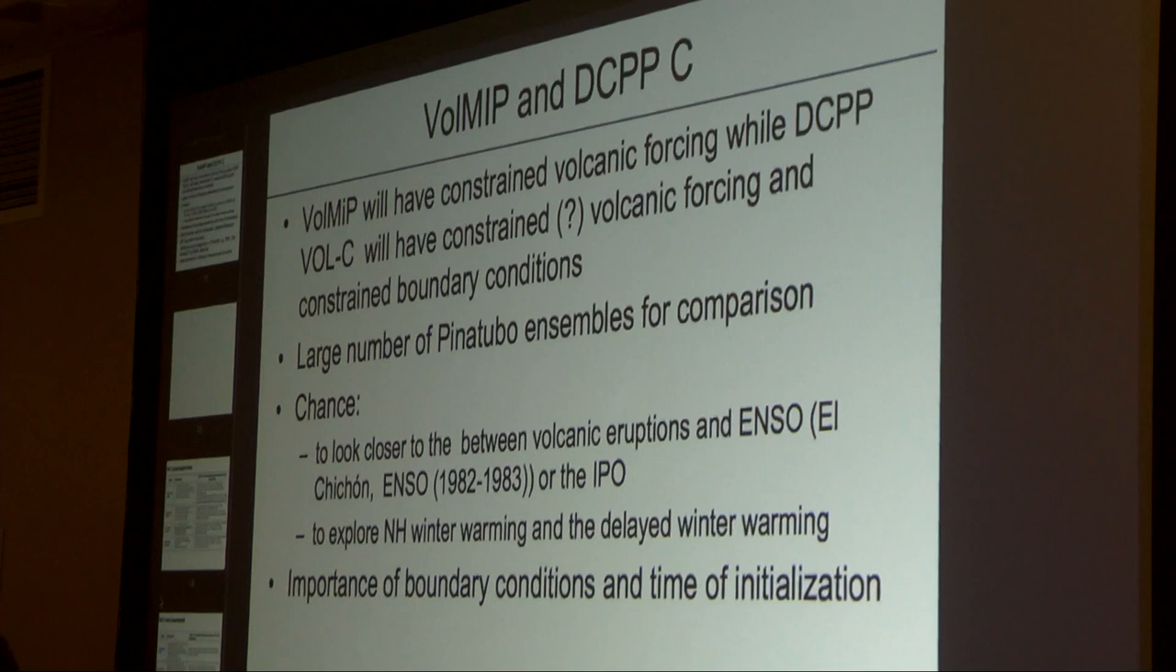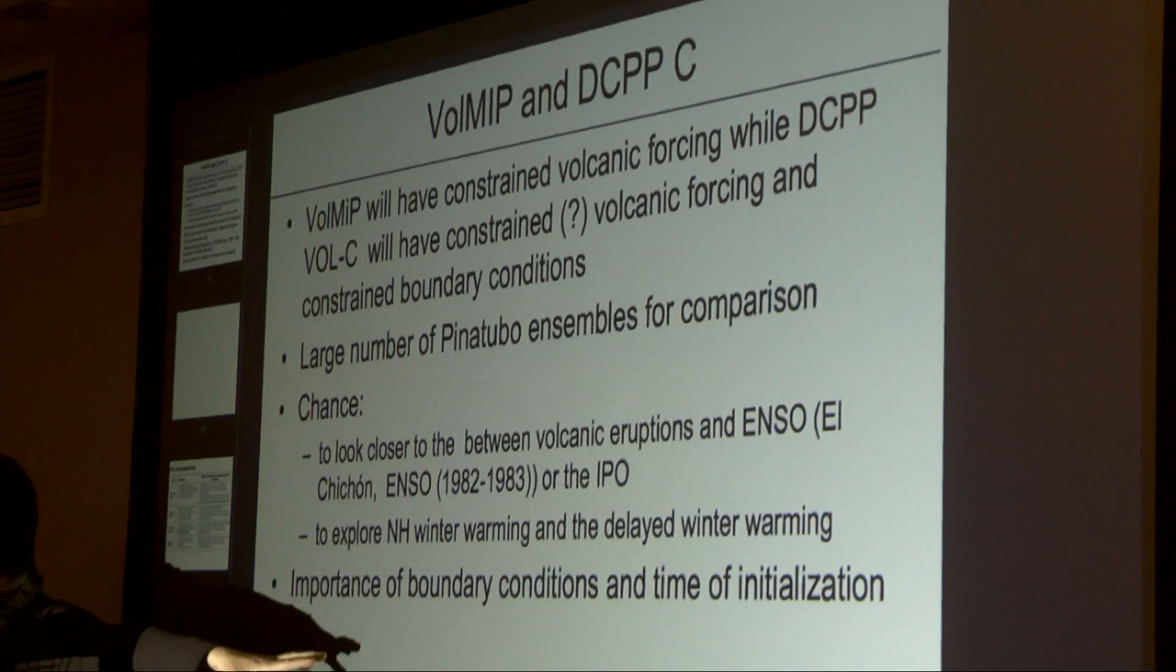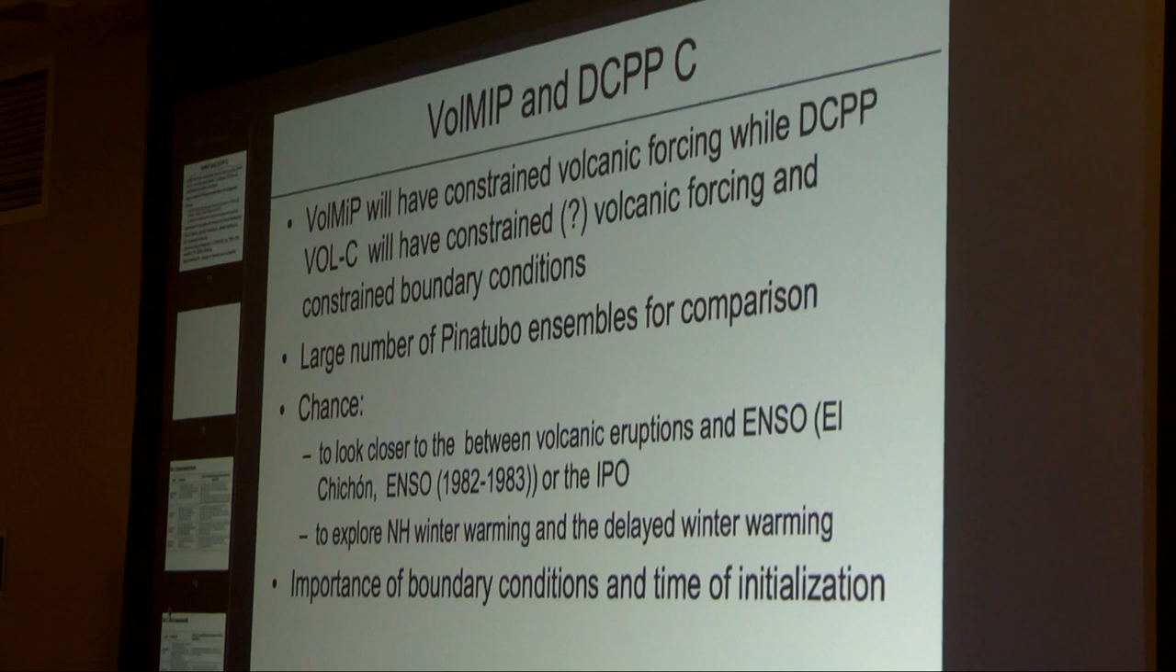And what we already had a little bit today is the interaction between volcanic eruptions and ENSO. There was a very strong ENSO ongoing, and there's some discussion that it developed in a different way than one would expect. There were also some discussions about the IPO. Then, of course, the Northern Hemisphere winter warming goes more into seasonal forecasting, but I think it is a great thing to understand, because the global models don't capture it and we really don't know why. It might be helpful to understand what is going on when we have the initialized condition set.